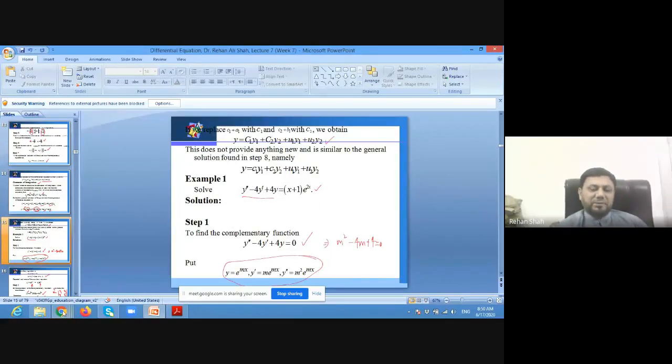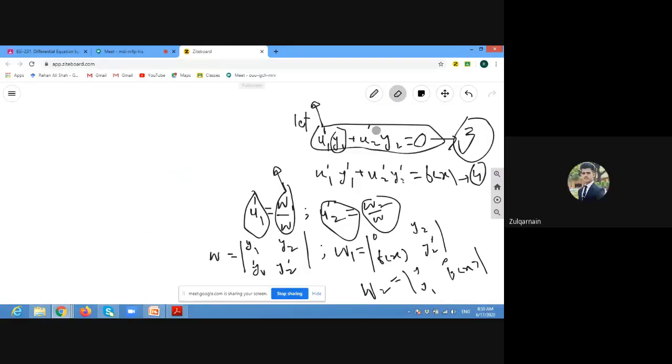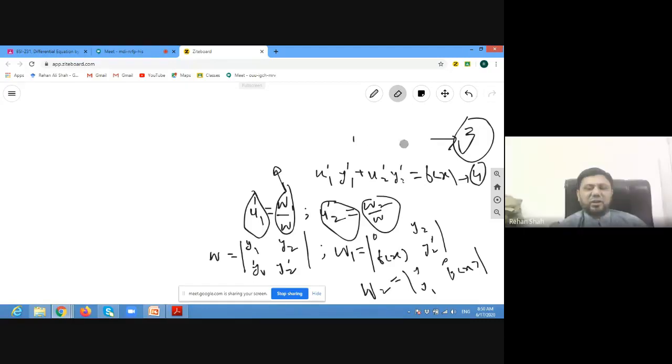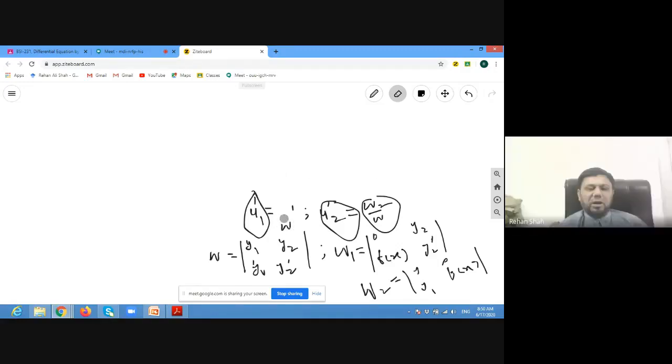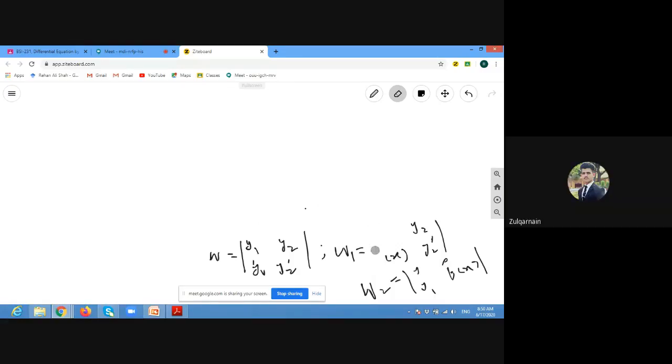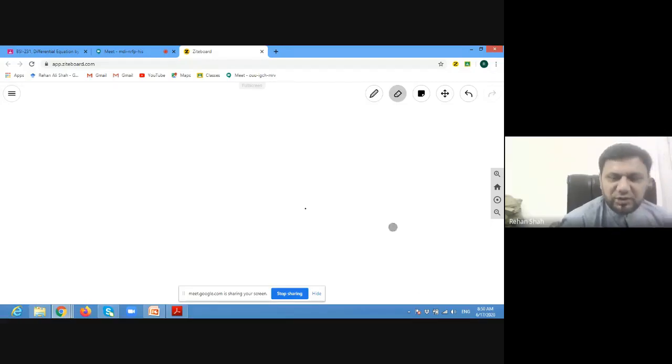Now this is example one: y double dash minus 4y dash. Take a second order non-homogeneous differential equation, because we are solving non-homogeneous equations by this method.